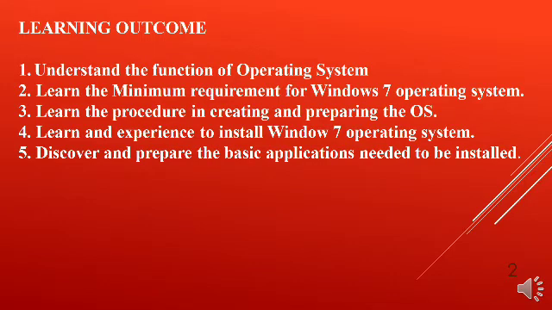Learning Outcome. Understand the function of operating system. Learn the minimum requirement for Windows 7 operating system. Learn the procedure in creating and preparing the operating system. Learn and experience to install Windows 7 operating system. And discover and prepare the basic applications needed to be installed.